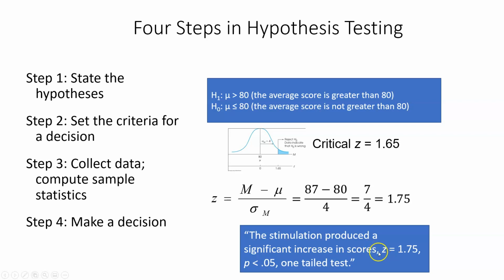And then, in APA format, we have a comma. Z equals 1.75, comma, p less than 0.05, comma, if it's a one-tailed test, we specify that. If it's a two-tailed test, we don't have to specify because almost all statistical tests are two-tailed. But if you have a one-tailed test, that needs to be specified. So we put here one-tailed test.